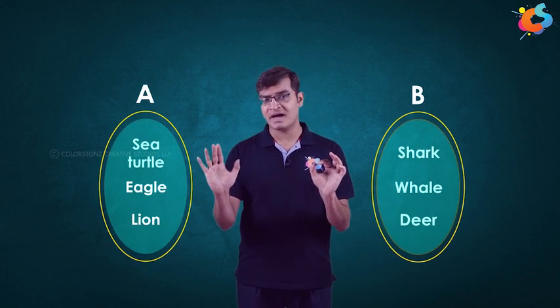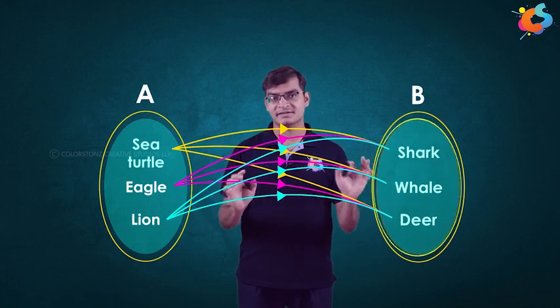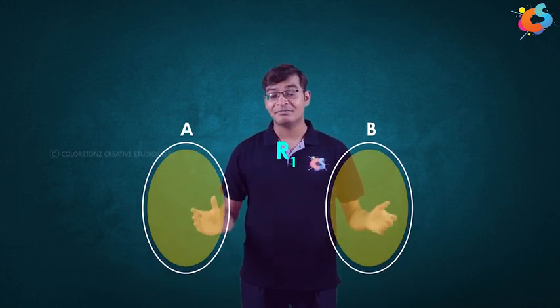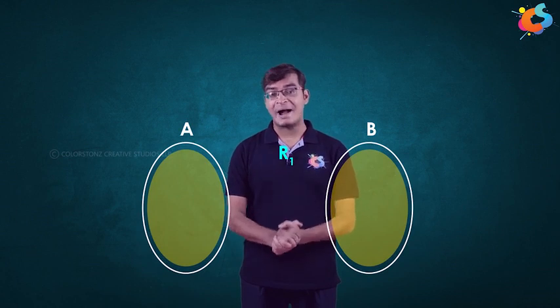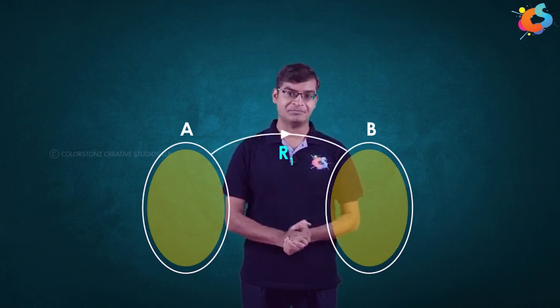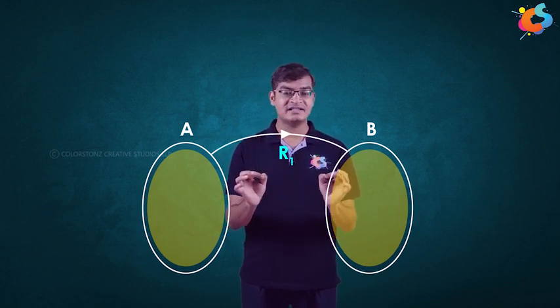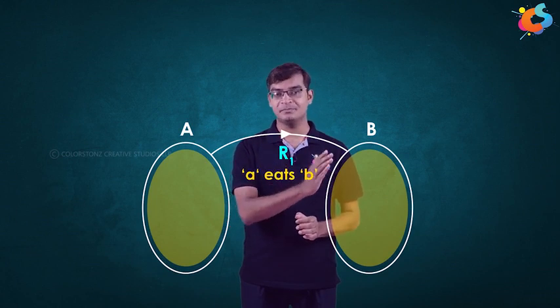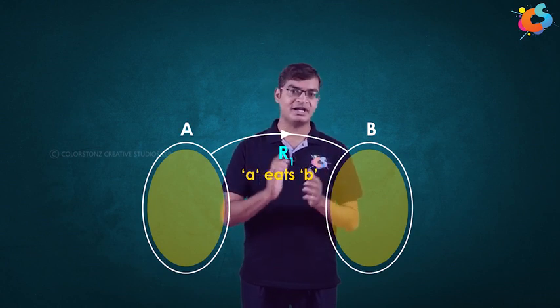In Cartesian product, we have taken all ways of mapping from one set to the other set, isn't it? Right? But in relation, you will take only those mappings which satisfy a specific condition. That is the only difference. Okay? Let us understand this through some examples. Say R1 is a relation which is mapped from A to B. And the condition here is A eats B. Only then the mapping has to be done.